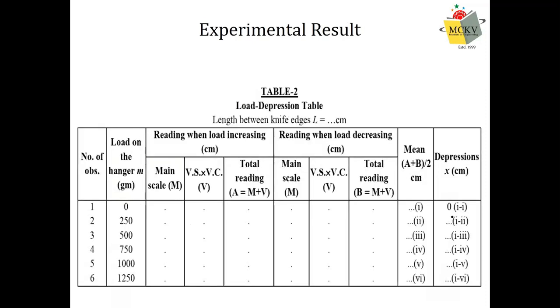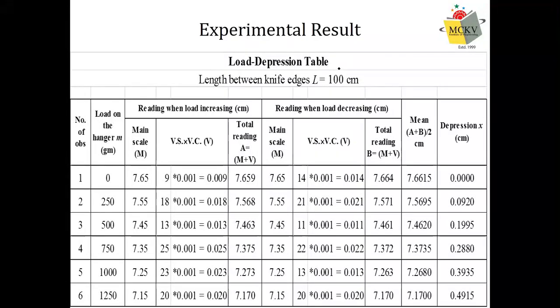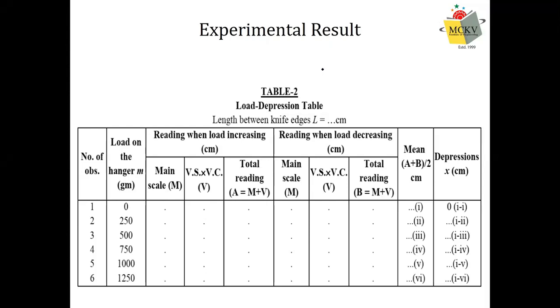Now the point is here: first, the length between the knife edges is fixed throughout the experiment. In the demonstration, we have seen that the length is 100 centimeter, so the table I am using is for a length of 100 centimeter. For your data set, it can be a different value. But remember that whatever value you get here is the length between the two knife edges. This is the effective length of the rod we are using.